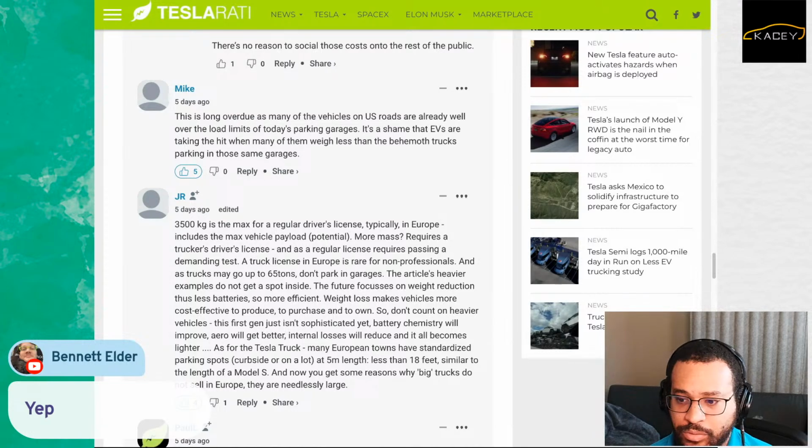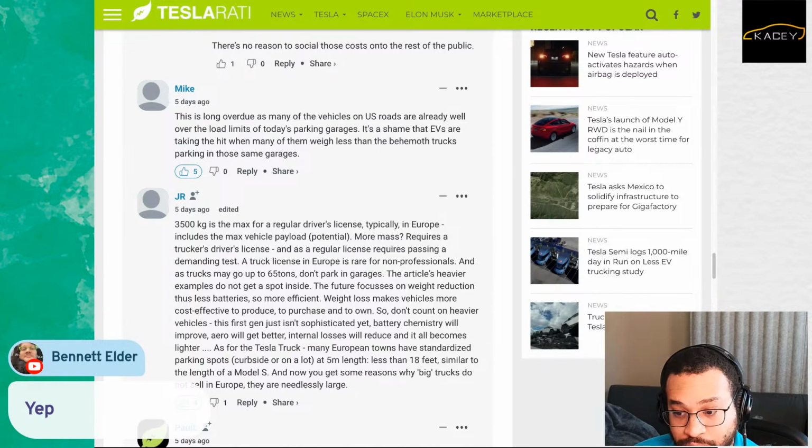The future focuses on weight reduction, thus fewer batteries, so more efficient. Weight loss makes vehicles more cost effective to produce and to purchase and own. So don't count on heavier vehicles. This first gen just isn't sophisticated yet. Battery chemistry will improve, aero will get better, internal losses will reduce, and it all becomes lighter.